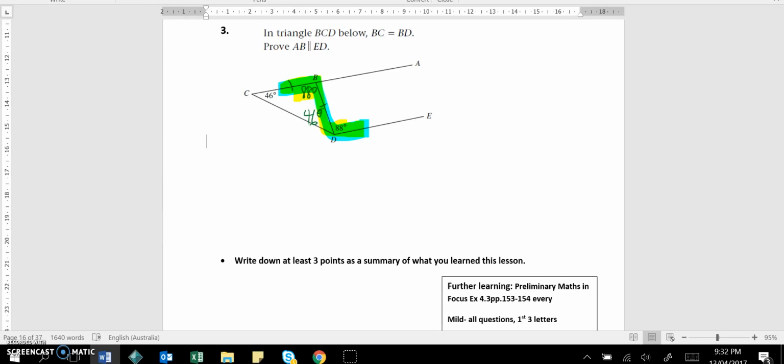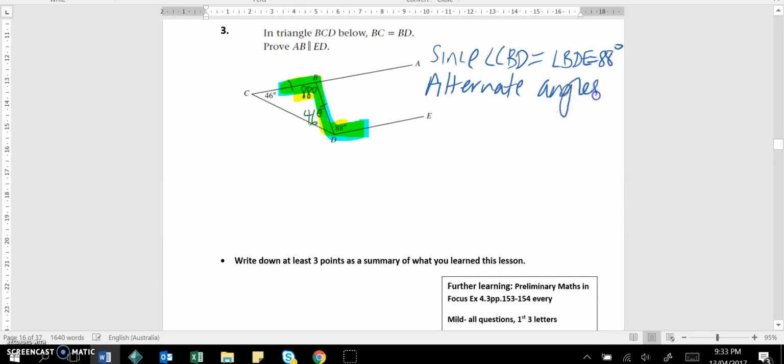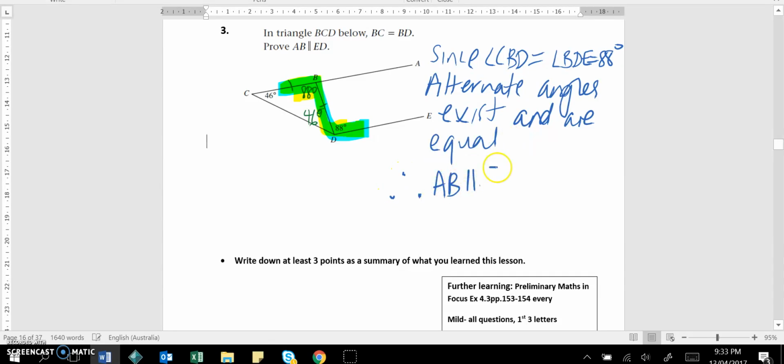So as your final statement that we ran out of time for, you're going to write: since angle CBD equals angle BDE, and they both equal 88 degrees, alternate angles exist and are equal. Therefore, AB is parallel to ED.